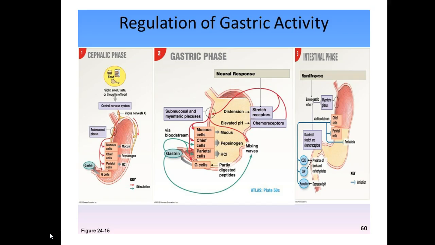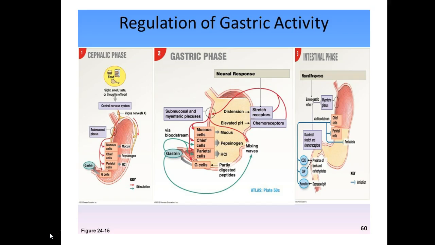So in the very beginning, you actually have a nervous system, central nervous system interaction in that cephalic phase. We talked about that a little bit already. That's actually getting the stomach ready for food to come to it by activating the mucus cells, chief cells, parietal cells, the G cells, and getting them to release their substances. So getting things ready.